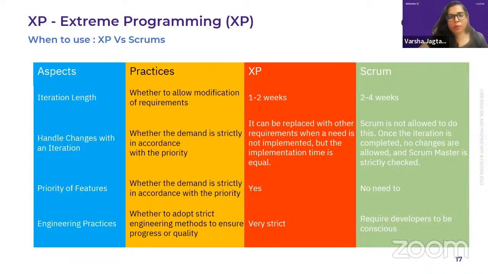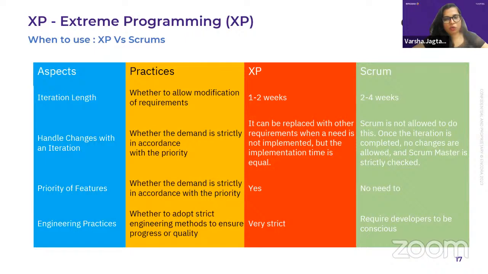So again, I am comparing this with Scrum and how it is different. One aspect is iteration length, and whether to allow modification of a requirement. If you see, XP is 1 or 2 weeks. As I said, it is rapid application development, as compared to Scrum. Scrum is 2 to 4 weeks. Okay. Handle changes within an iteration.